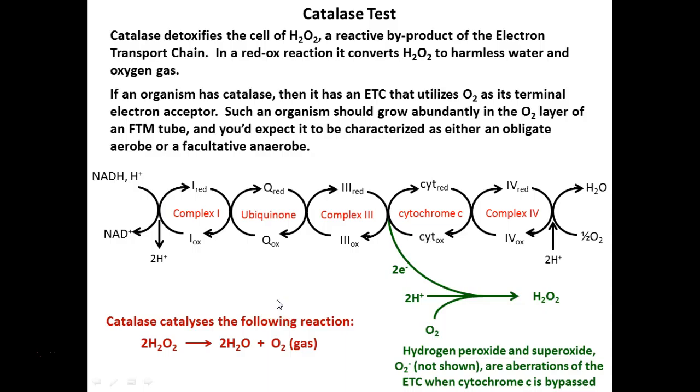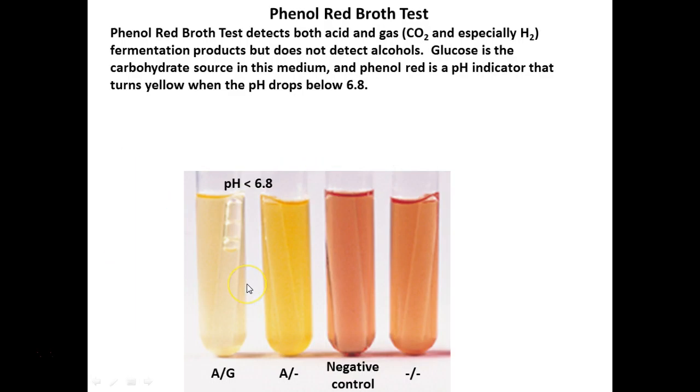Any questions on this? All right, I'm going to rewind to phenol red. So, what can we detect with the phenol red test? Well, what is phenol red? It's a pH indicator. What color does it turn when acids are produced? Yellow. All together now. Yellow, yellow, yellow. So we can detect acid from sugar fermentation, right?